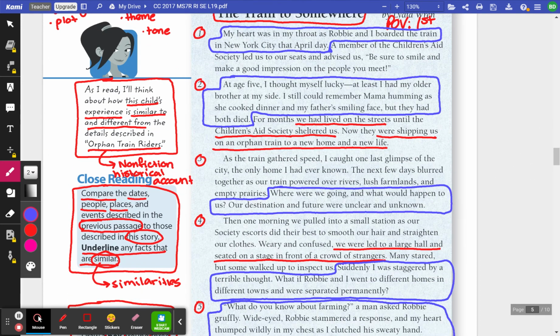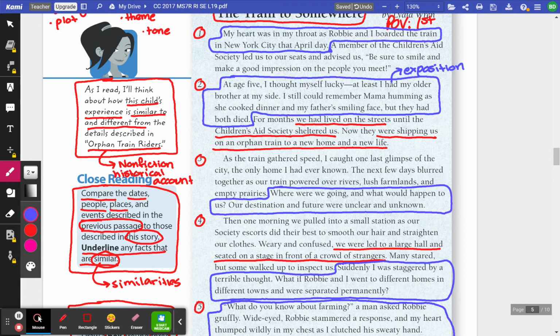So the second thing I boxed in was this section of paragraph 2. "At age 5, I thought myself lucky. At least I had my older brother at my side. I could still remember Mama humming as she cooked dinner and my father's smiling face, but they had both died." So this, guys, would be part of your plot. And this is actually some exposition. We are learning the backstory of our main character, the person who's telling the story.